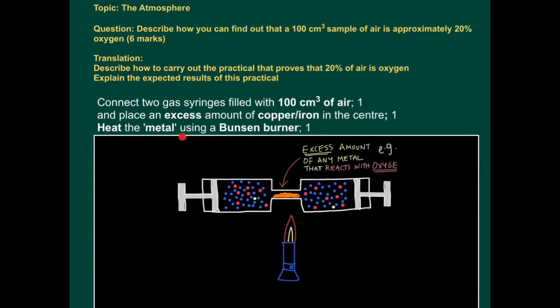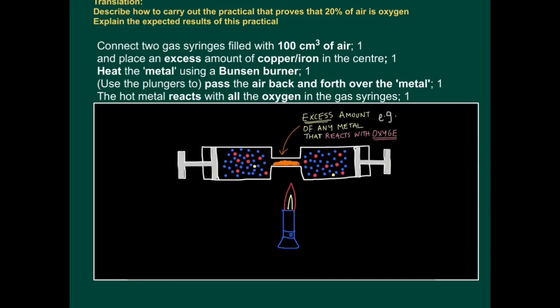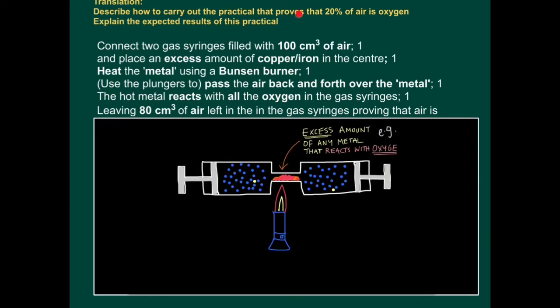Then you heat the metal using a Bunsen burner. You may want to use the plungers to pass the air back and forth over the metal to ensure that all the oxygen reacts with the metal. The hot metal reacts with all the oxygen in the gas syringe, so you can see that happening now. As we heat it, all the oxygen is being removed and reacting with the metal to form a metal oxide. So that's how we describe the practical.